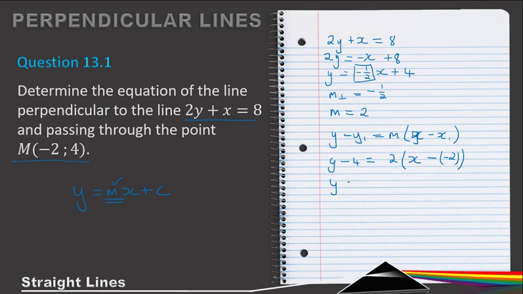Right, so y minus 4 equals, if I multiply in the 2, we get 2x. This becomes plus 2, multiplied by this 2 gives me plus 4. And then taking the 4 to the other side, we have y equals 2x plus 4 plus 4. So y is equal to 2x plus 8. And this is then the equation of the straight line that is perpendicular to this line and passing through the point M.